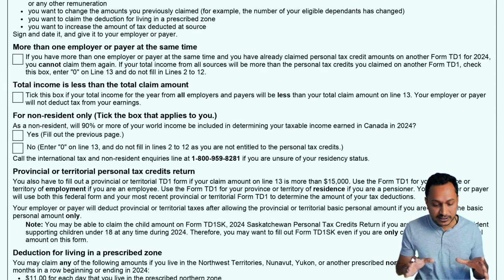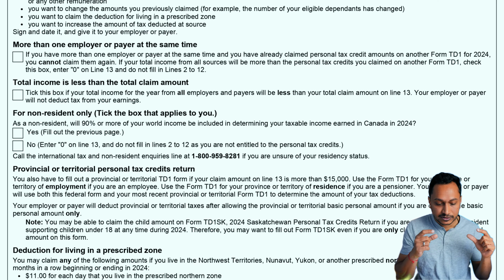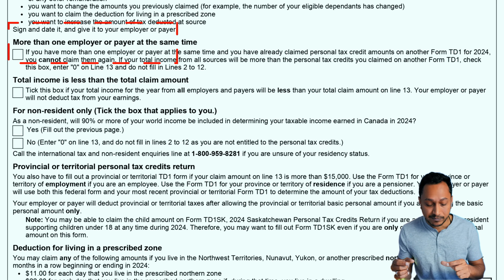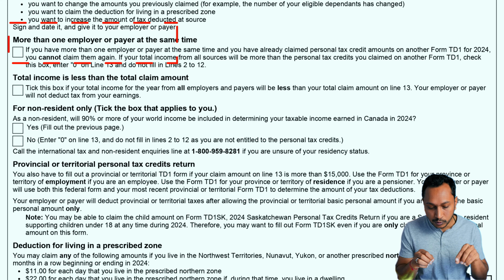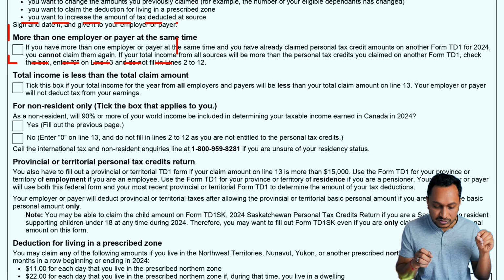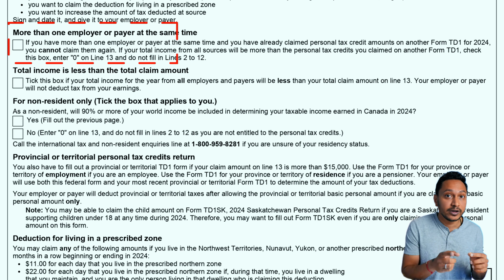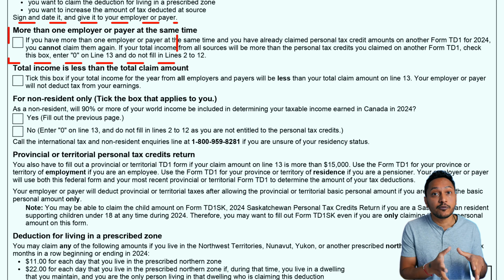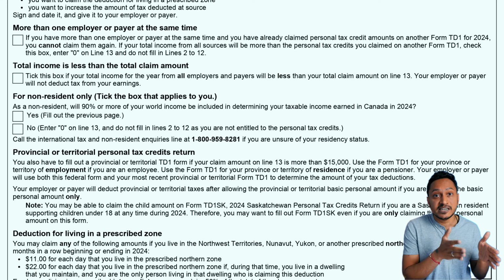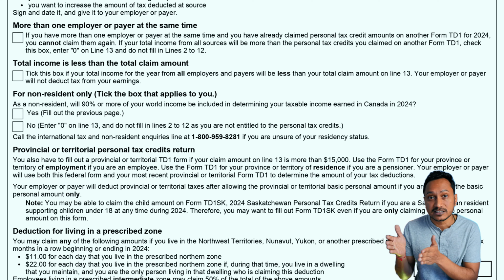The most commonly asked question is about this tick box, which is more than one employer or pay at the same time. Now what happens is you have to check this box and put 0 in all the values if you already filled out this form for one employer this year, or if you filled out this form for an employer last year and they are continuing to use that TD1 form for this year's taxes as well.